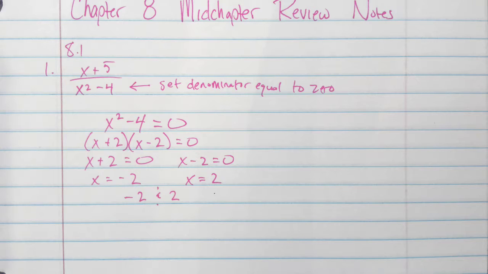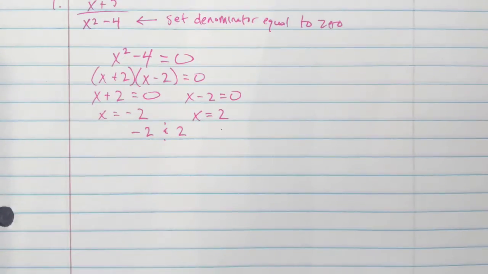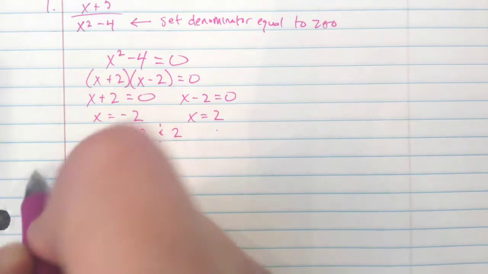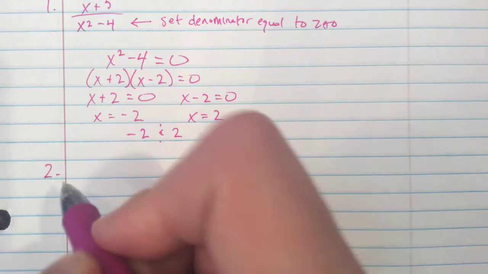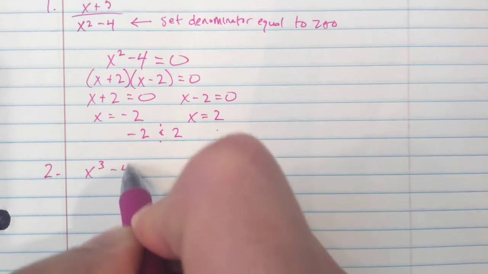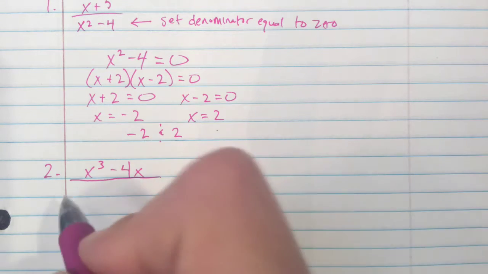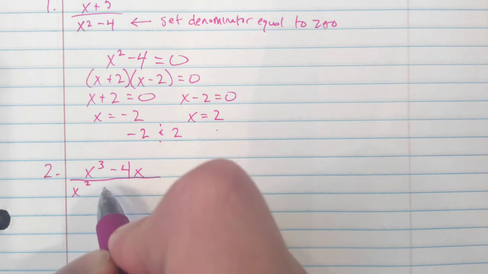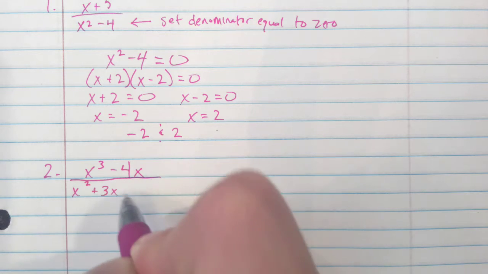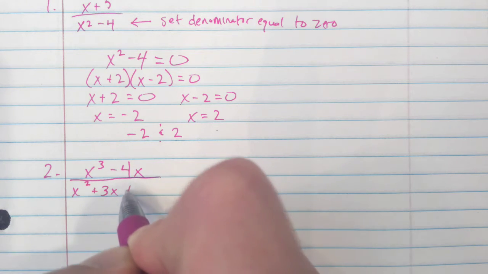That answers the question. Another thing from section 1 is you just were given fractions, and then you're asked to reduce those fractions. So we'll show you an example of that. It's going to be x cubed minus 4x in our numerator. Our denominator is going to be x squared plus 3x plus 2.